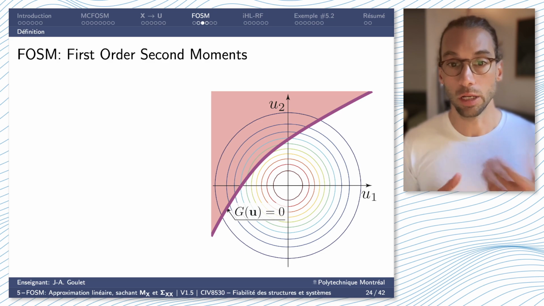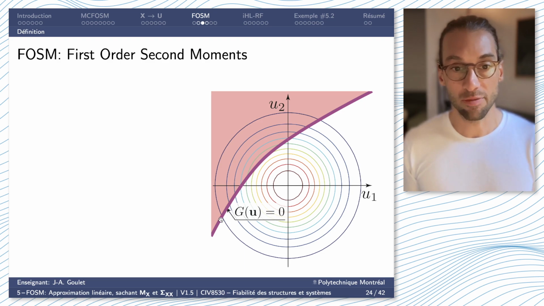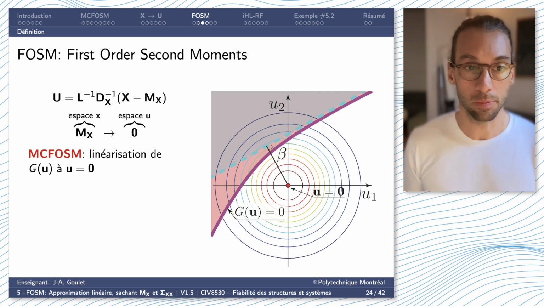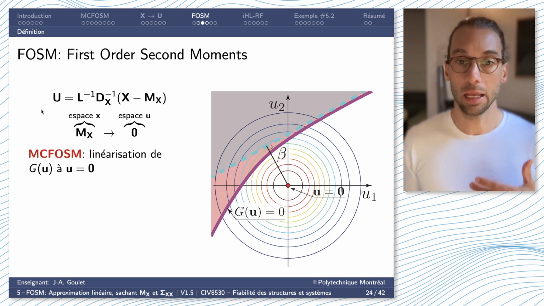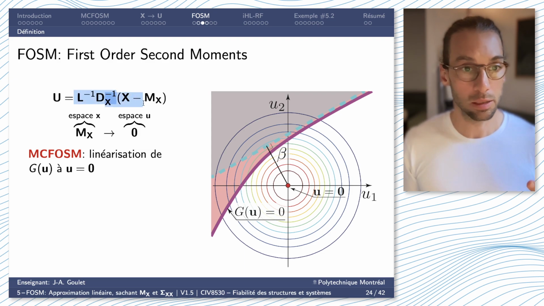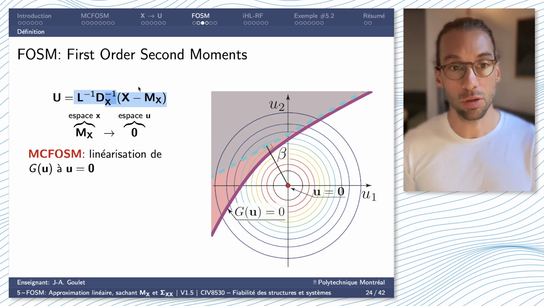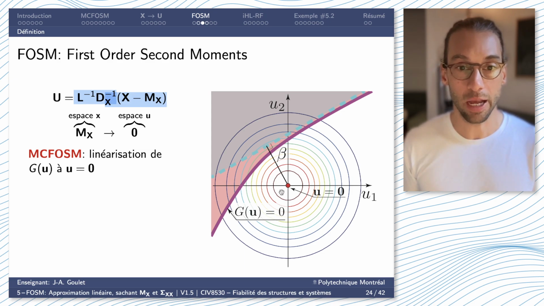So let's look in more detail at the FOSM method. I have my standard normal space U1, U2 in two dimensions, and my limit state surface in purple here. I'm going to find the relationship between my original space X and my standard normal space using this same formulation we're seeing over and over again. Using this relationship, I can see that the origin in the standard normal space corresponds to the mean value in the original space.